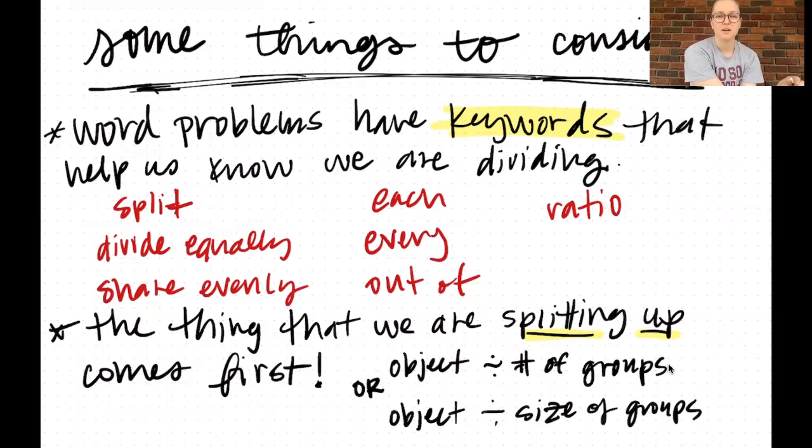Some keywords we've talked about in class might be that you need to split it, or divide equally. Anytime you see pulling apart into equal pieces, that idea of splitting something up equally is always division. Sharing evenly, like sharing among friends, is what you might hear. If you see the keyword each or every, like each person gets the same amount, that would be division. Every, same idea. It could be out of.